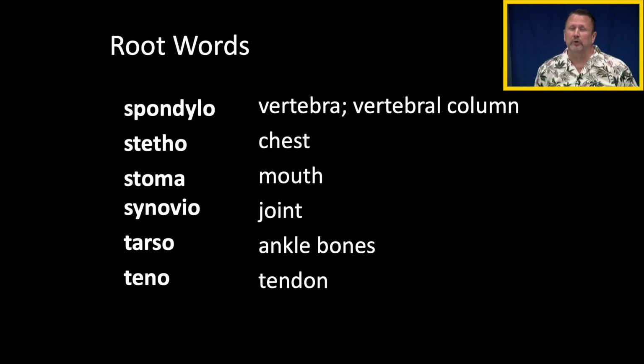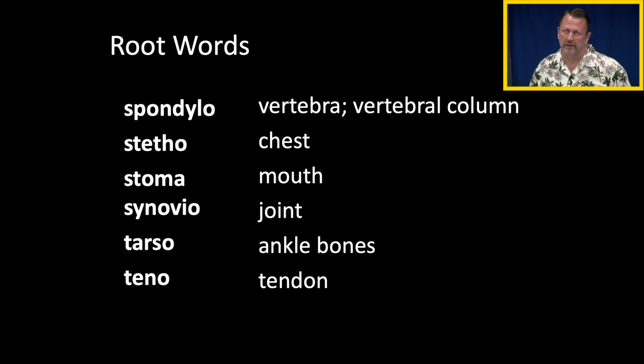Synovium is the fluid in the joints, and so synovia refers to that fluid in the joints. The tarsal bones are your ankle bones. There's a big bone in your ankle, and they're called the tarsal bones. All your ankle bones are the tarsal bones. Teno refers to your tendons.